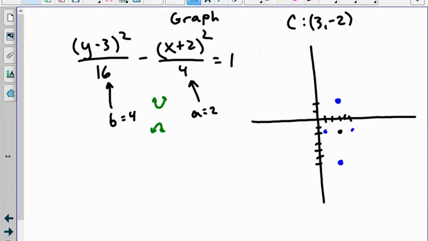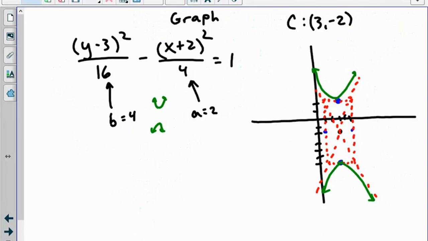our covertices are in the x direction. It's shorter, but that's not why they're covertices. It's because it's going to open up and down. So now what we have to do is we're going to take the vertices and covertices and make our box. And then we can draw our asymptote dotted lines. And then our graph is going to open like this. And it's going to follow those dotted lines forever and ever.